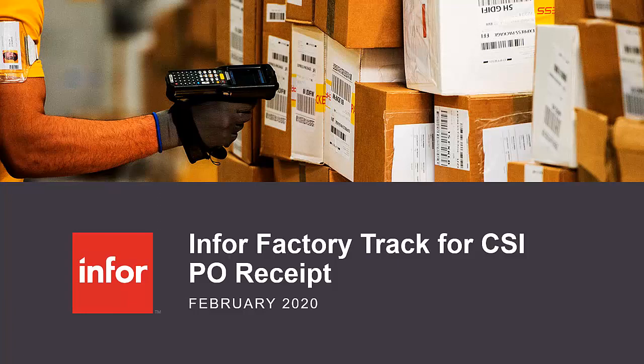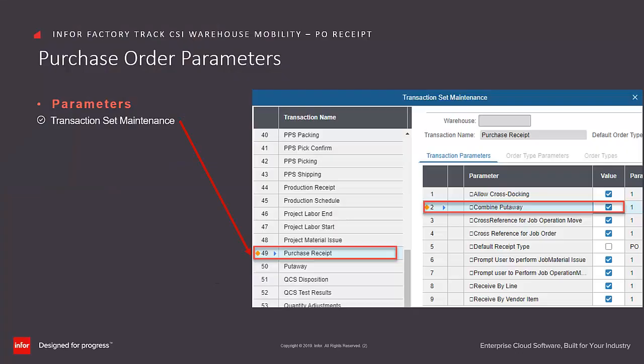Infor Factory Track for CSI, Purchase Order Receiving. Factory Track has the ability to support a combined or separated purchase order receiving and put away process.